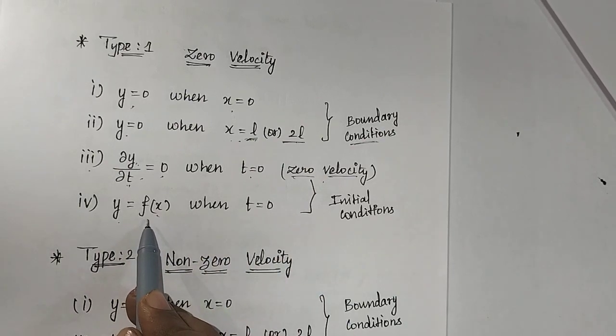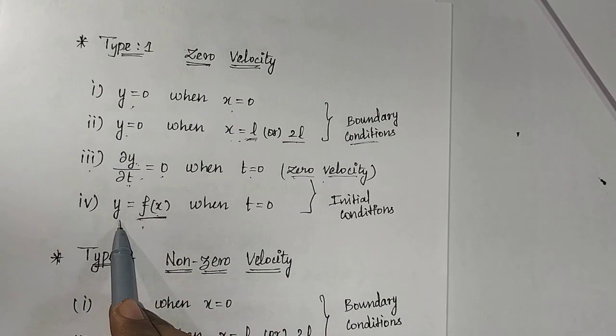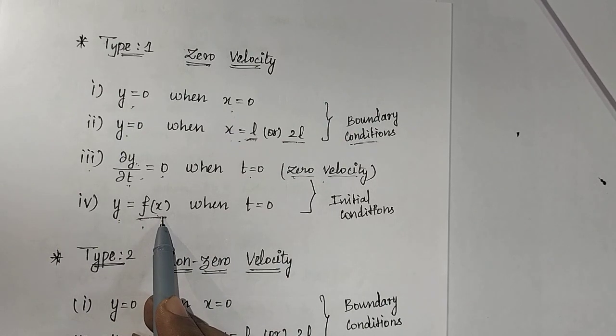Why have I written here y equals f of x? This f of x will change depending upon your problem. So while writing the problem, you should not write f of x alone. You have to write what they mention in the question. Okay. Here I have written simply y equals f of x, but you should not write like this.